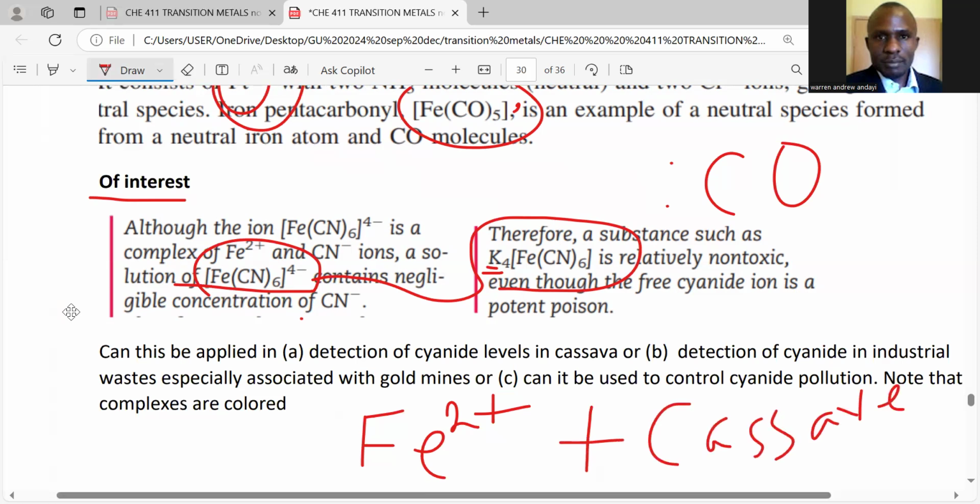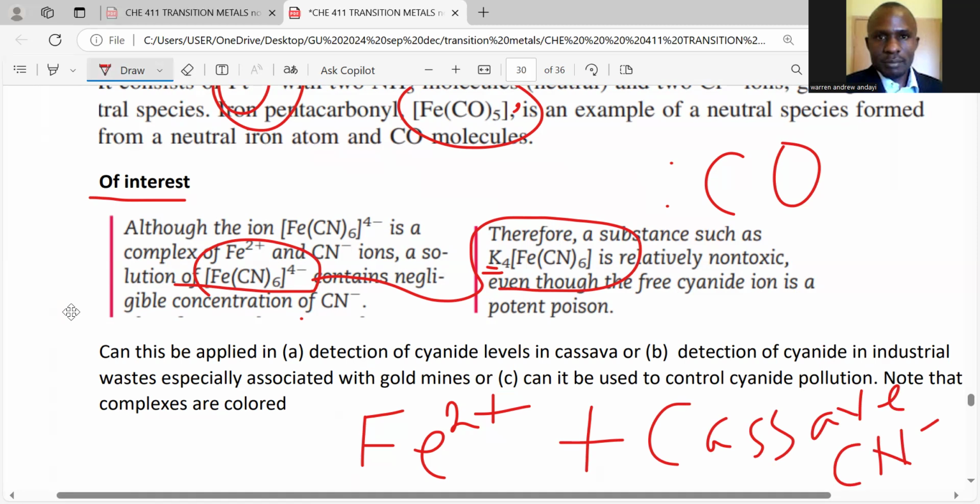I crush my cassava, which releases cyanide, okay? Then I mix it with the iron salt. Then I look for the color change. If there's a color change, then it means the cyanide is coming to complex with my iron salt.